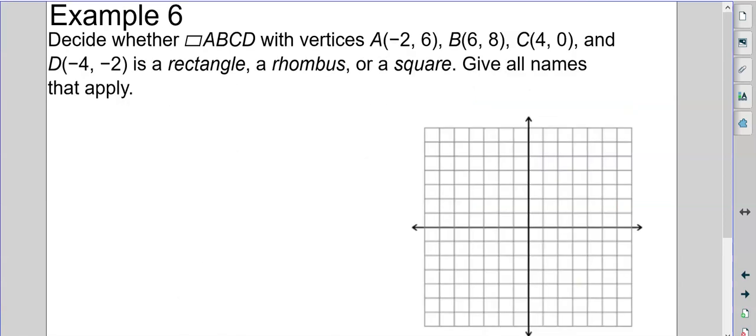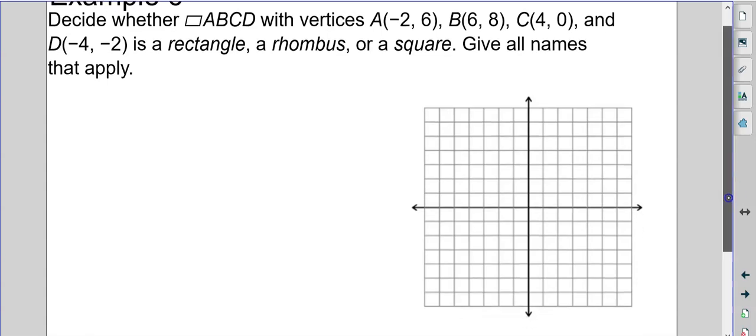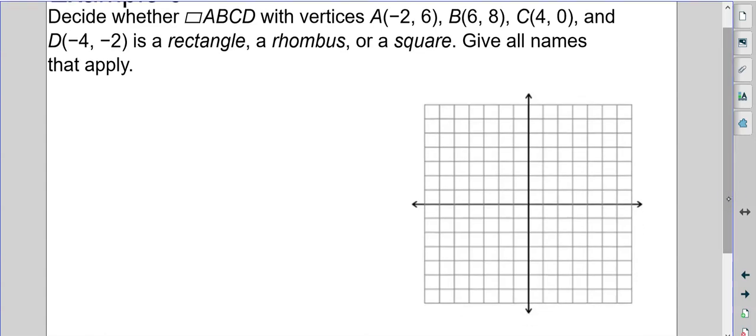And our last example. Decide whether ABCD is a rectangle, rhombus, or square. So negative 2, 6. So 1, 2, 1, 2, 3, 4, 5, 6. 6, 8. So 1, 2, 3, 4, 5, 6. 1, 2, 3, 4, 5, 6, 7, 8. It's going to be off a little bit. C, 4, 0. 1, 2, 3, 4, 0. And D, negative 4. 1, 2, 3, 4. 1, 2 down. That's D.